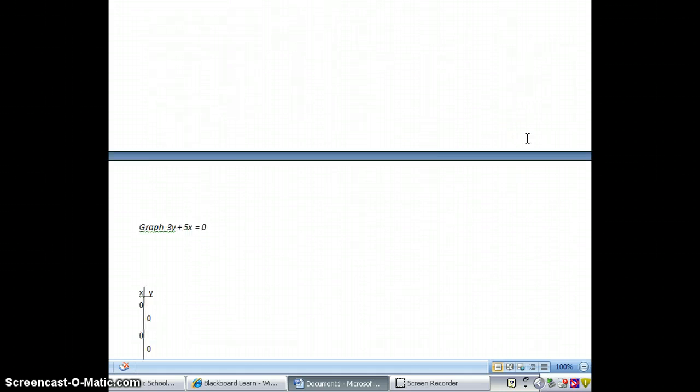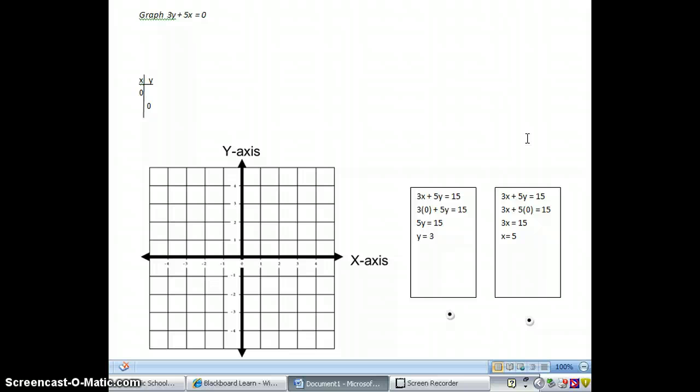Now another type is when you don't have it in the y equals mx plus b form, when you might have something like this. And that should be 15, sorry about that. So in this case, you can substitute 0 for x and 0 for y. So what we're going to do is substitute 0 for x, and notice what I get down here. It totally eliminates the 3 times x, giving me 5y equals 15. Then I solve it, and I'll get y equals 3.